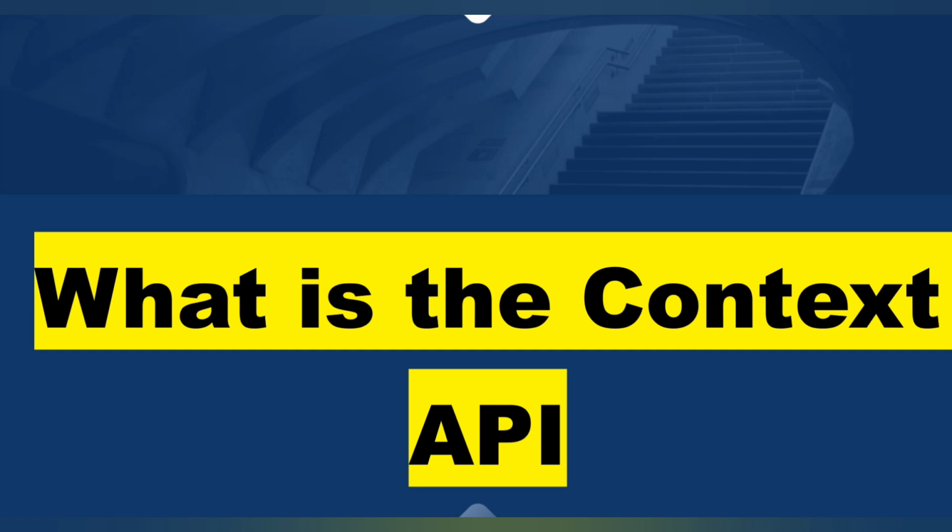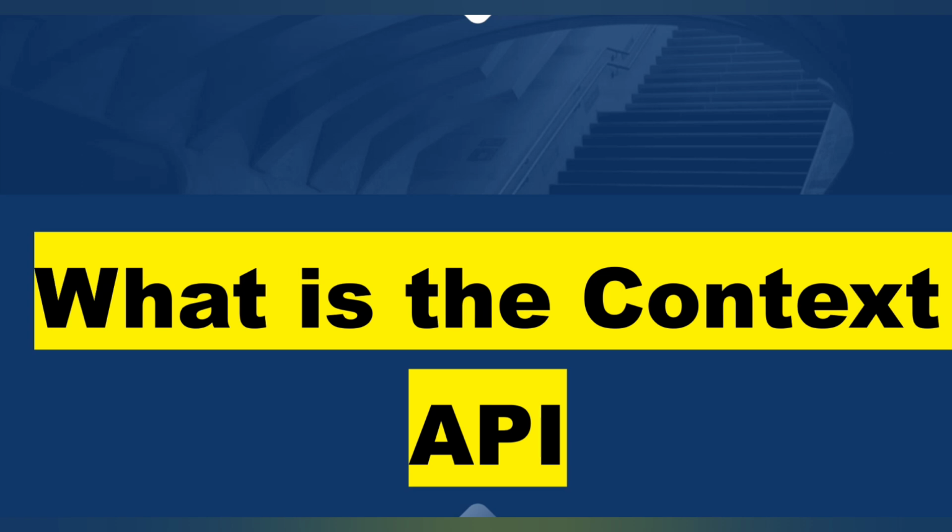Coming to what the context API is programmatically: the context API in React is a powerful feature that allows you to share data across your component tree without having to pass the props down manually at every level. This is especially useful for global data that many components need to access, such as authentication, themes, or language settings. This is what the context API is.